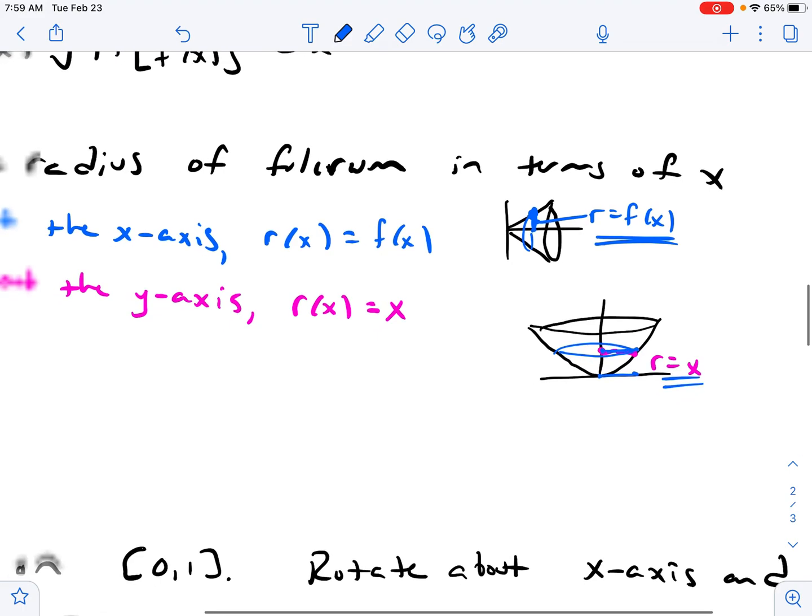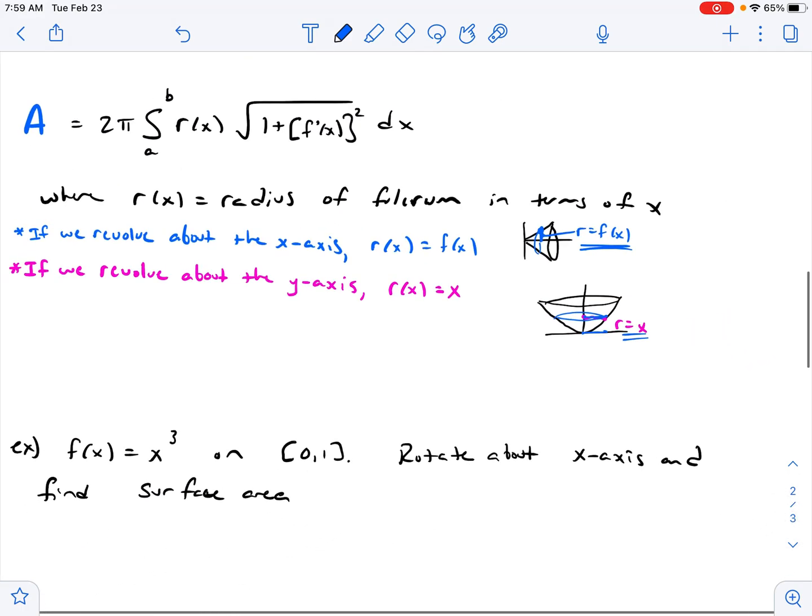So the type of rotation matters here in that you're either going to use f of x to represent the radius or x by itself to represent the radius, and we're only going to be rotating these around the x and y axes. We're not going to alter the lines of rotation for these. That gets kind of complicated and deep and is beyond what we need to be able to do, okay?